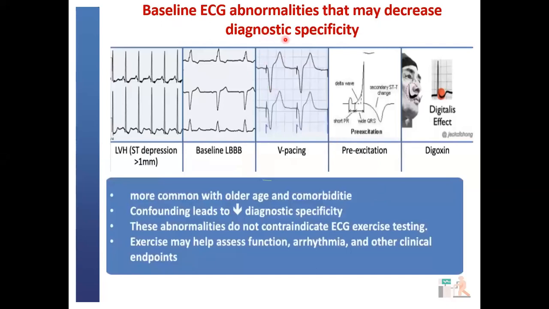Okay, so let's take a look at some baseline ECG abnormalities that may decrease diagnostic specificity in a patient. The first one is the presence of LVH with ST segment depression greater than 1 millimeter. This is definitely going to affect it, because we're looking at abnormalities in repolarization. From the baseline, there's already an abnormality of repolarization here, so it's going to affect your diagnostic specificity in making interpretations of coronary artery disease in these categories of patients.